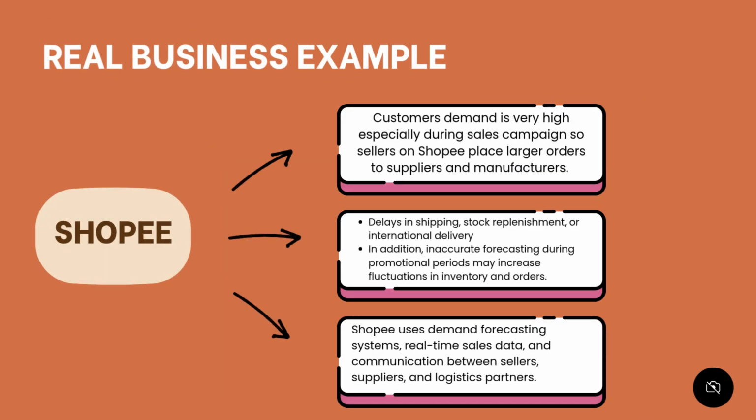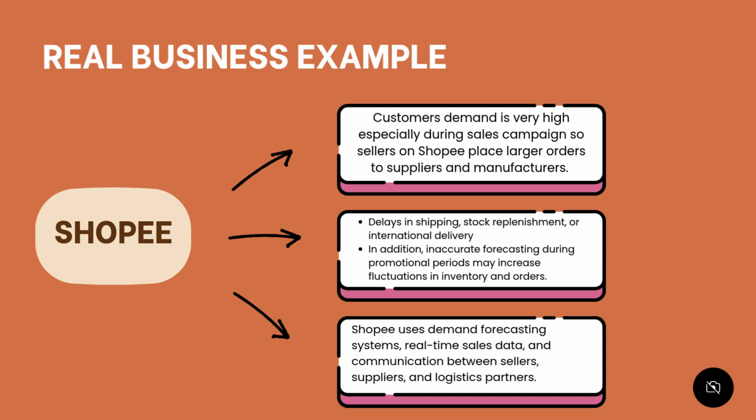One real business example that can be related to the bullwhip effect is Shopee. In Shopee's supply chain, customer demand can change very quickly, especially during major online sales campaigns such as 11/11 or 12/12 promotions. When customers suddenly purchase large amounts of certain products, sellers on Shopee may assume that demand will continue increasing. As a result, sellers will place large orders to suppliers and manufacturers to avoid running out of stock.